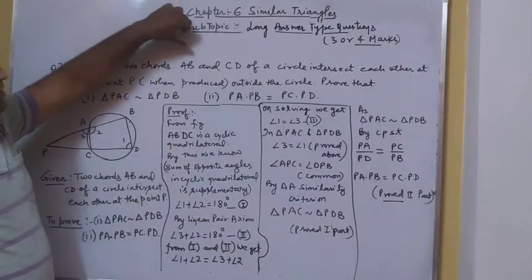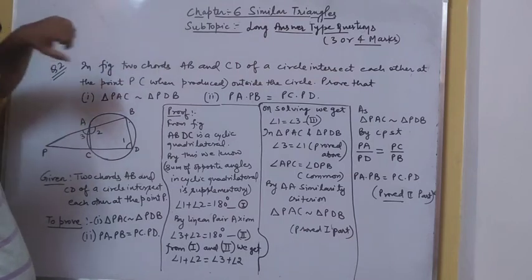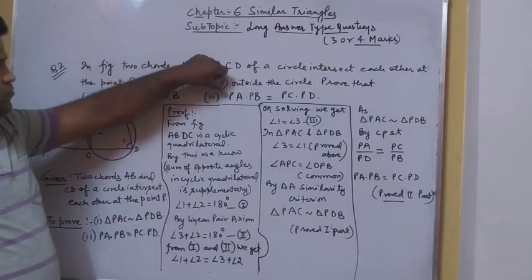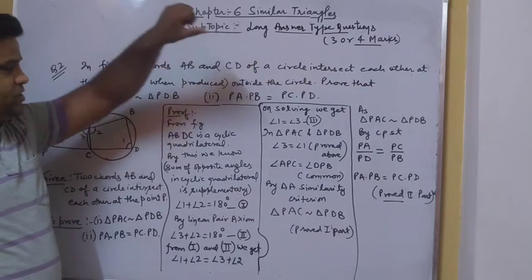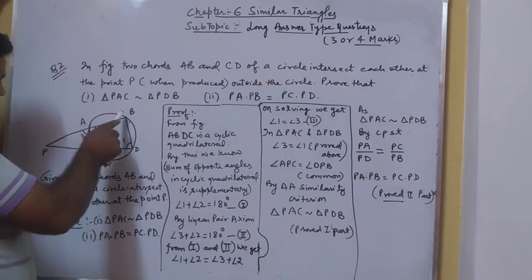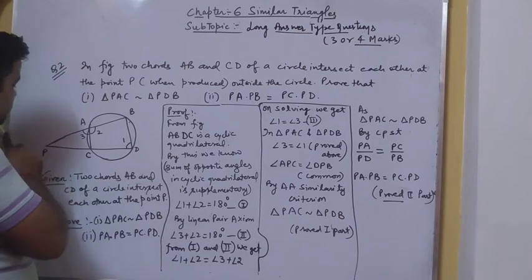In the next figure, chords AB and CD of a circle intersect each other at the point P when produced outside the circle. We have to prove that triangle PAC is similar to triangle PDB, and we have to prove PA into PB equals PC into PD. In the figure, AB and CD are two chords, and when both chords are produced outside the circle, they intersect each other at point P.